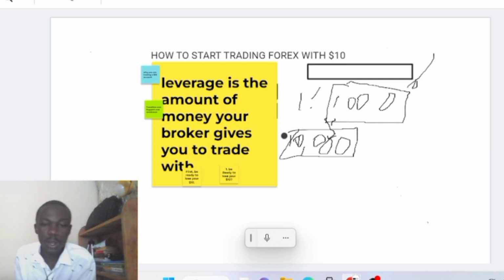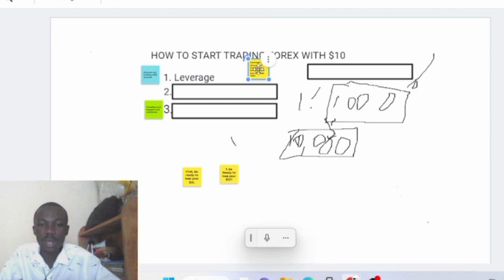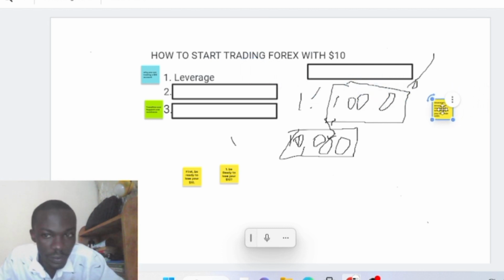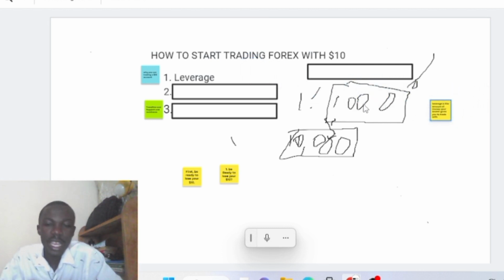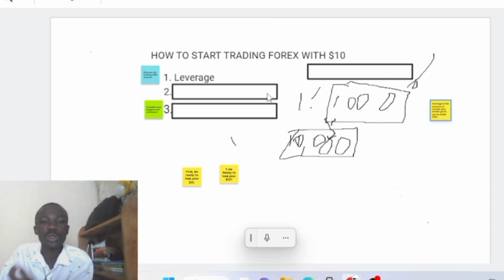This is a small account, therefore we need a big trading capital for us to trade, a big leverage. So 1 to 1,000 is going to work for us. And we are going to see how 1 to 1,000 is really going to work for us. So that's the leverage that we are going to use. I'll talk about how you can increase your leverage or how you can add more leverage in which cases. But this is the leverage we are going to use, 1 to 1,000, so that we can trade our $10 account.